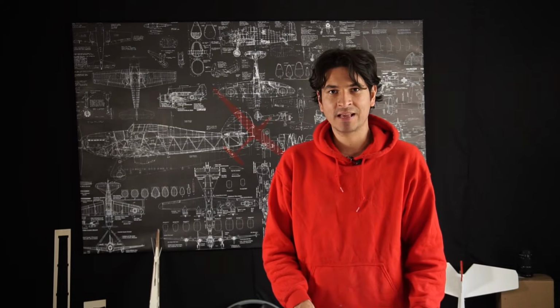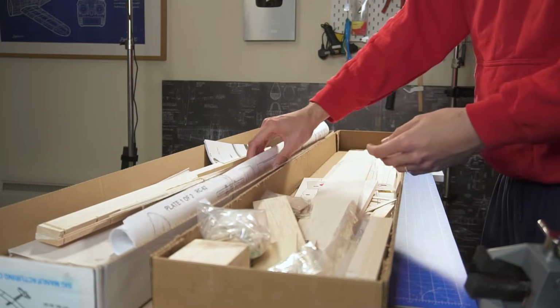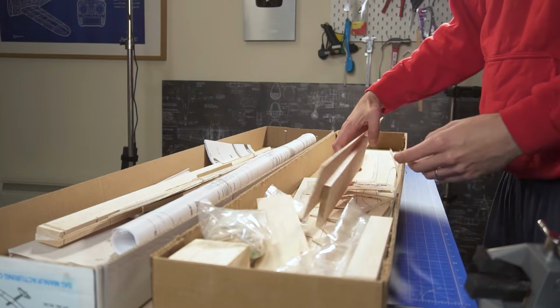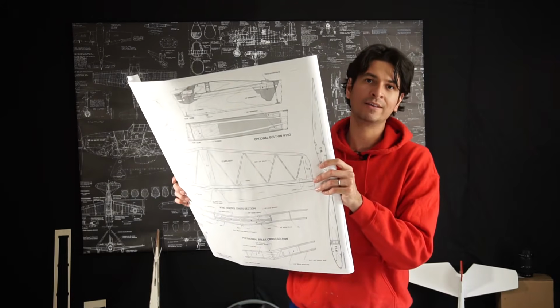Another way to obtain plans is when you buy kits. These kits include everything you need to build the airplane from scratch. So they also include the plans. This is actually part of a kit of the Riser 100.